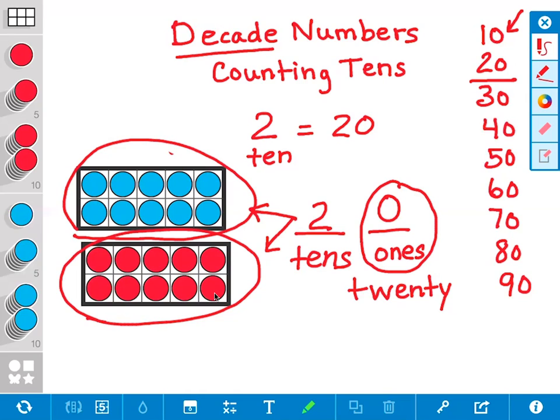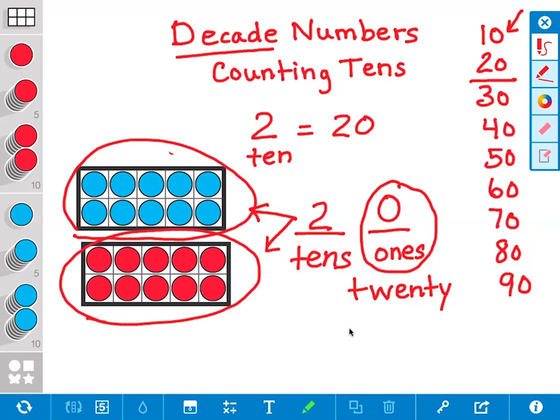So it looks a little bit different. A lot of times, first graders, when they start showing me that they know what groups of 10 look like, what it means, I'll say, what do you see here? And they'll say 2. Well, there is 2 groups of 10, but you have to know that it is 20. It's 2 groups of 10 with 0 ones.